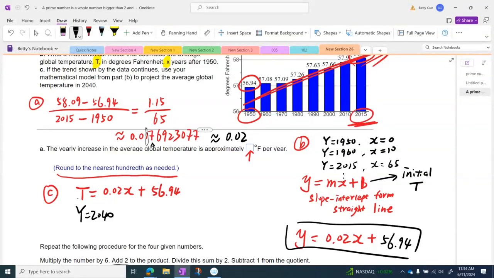Remember, when the year is 1950, x equals 0. When the year is 1960, x is 10. When the year is 2015, x is 65. Anybody can help me to figure out when the year is 2040, what's the value of x?